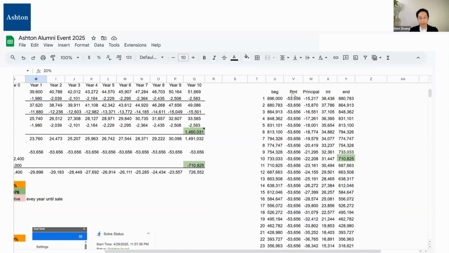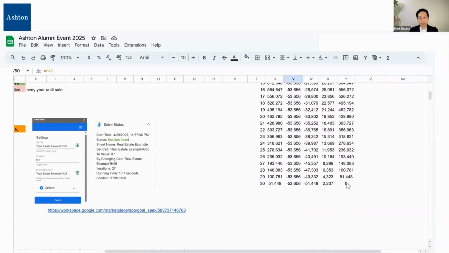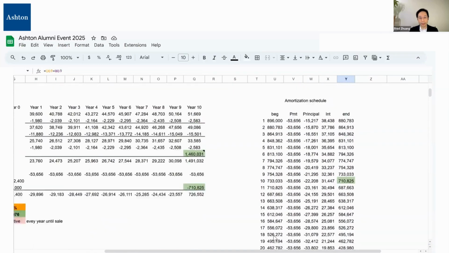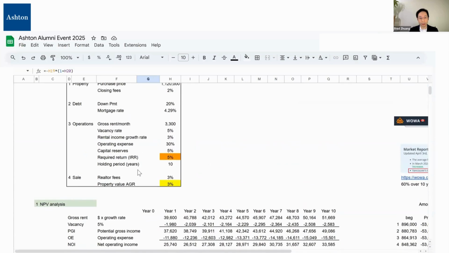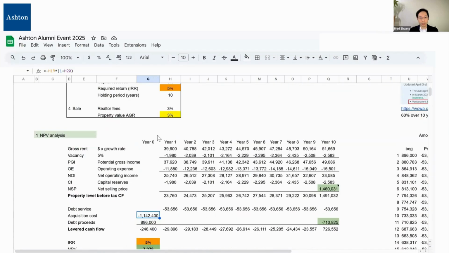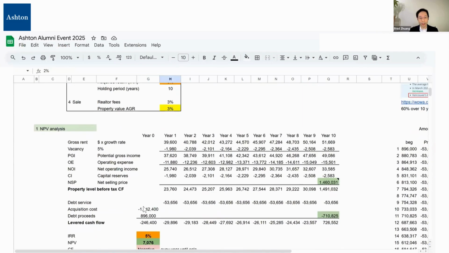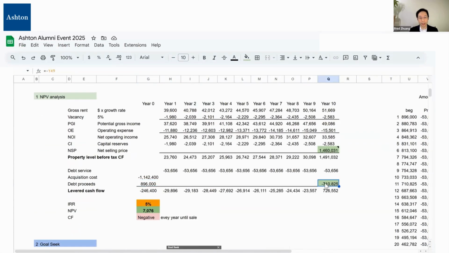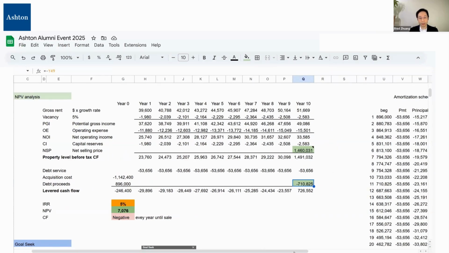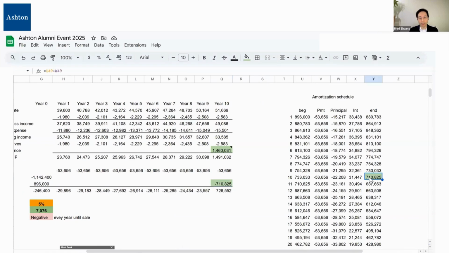And then we can get our monthly payment amount, and you can see here up to year 30, it will be amortized to 0. So we'll go ahead and add the debt service. And this is applying for year 1 to year 10. For year 0, at the very beginning, we will include the acquisition cost, which is the purchase price plus the closing fees. And we'll reduce it by the debt proceeds that we get from the bank for the mortgage. And then at year 10, we'll have to pay off the mortgage based on the amortization schedule and see what's remaining.